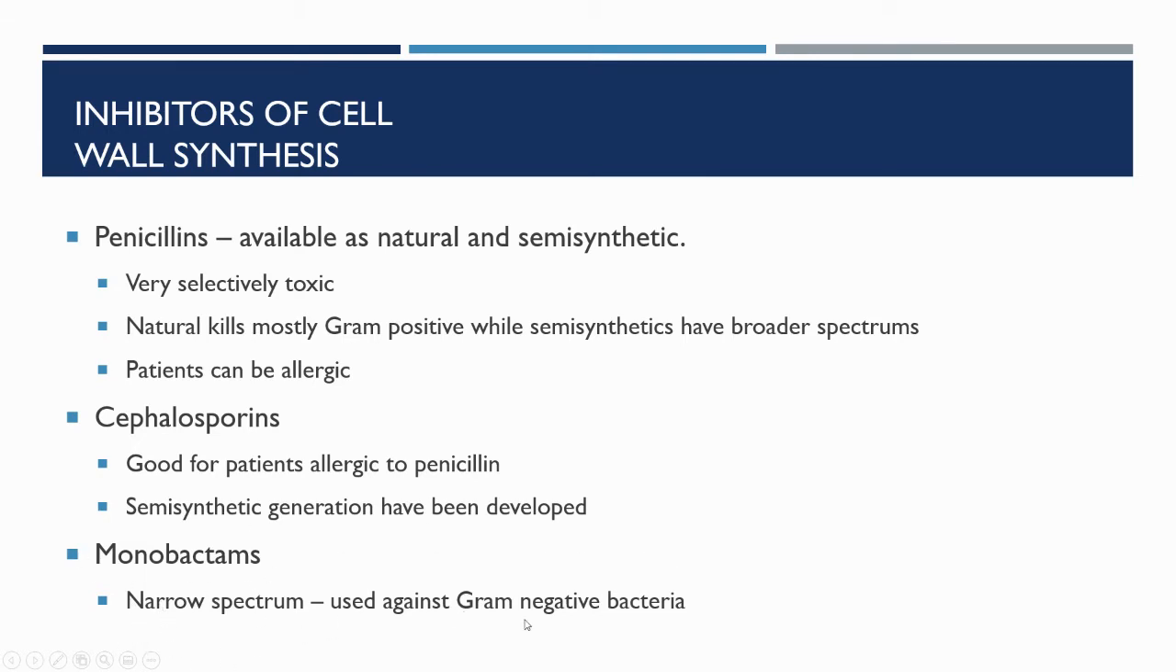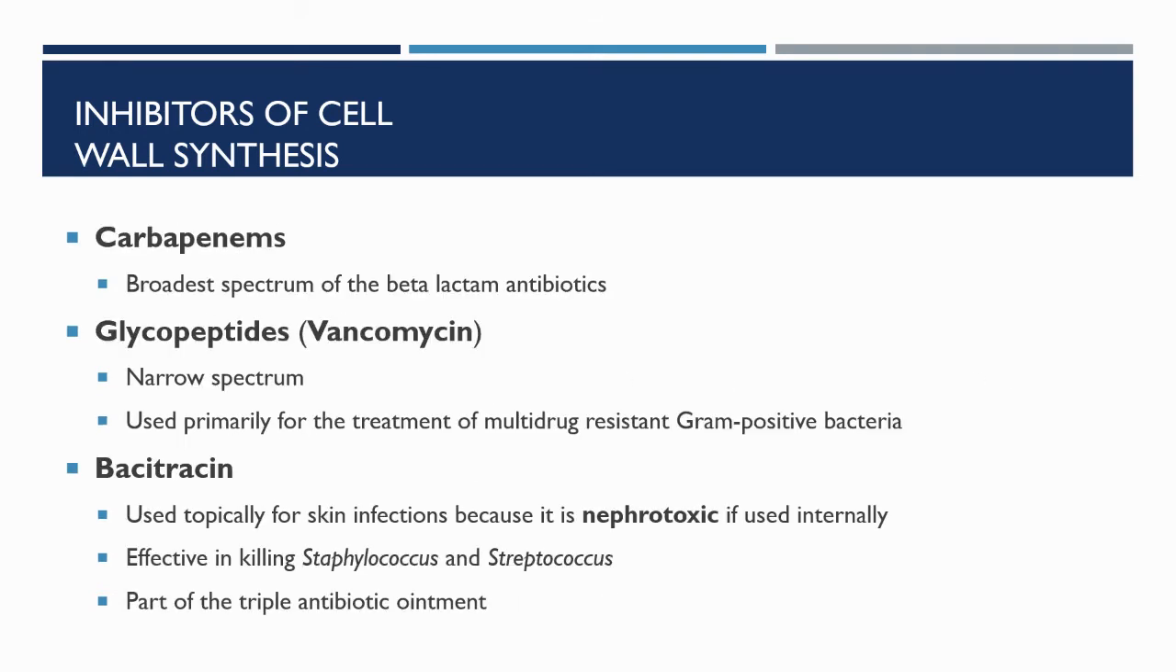Monobactams are the group that have a very narrow spectrum for use against gram-negative. This is the exception to these being primarily used for gram-positive. Carbapenems have the broadest spectrum, gram-positive and negative.